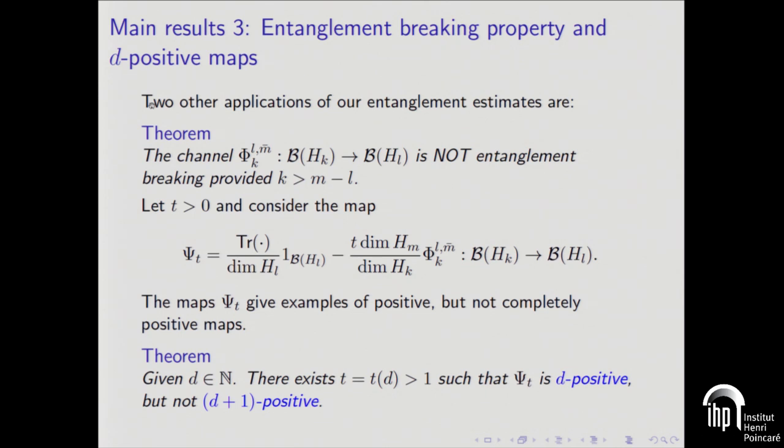So let t be bigger than 0. And what I want to do is consider a map psi_t, which goes from H_K to H_L, just like I had in this channel phi. I take the completely depolarizing channel from H_K into H_L, and I subtract some t times some dimension ratio times my channel. And what you can show, again using the idea of this planar yoga and passing to Choi maps and looking at positivity properties of Choi maps by drawing these pictures, is that given a d, let's say not too large relative to n, just like we had in the previous theorem, I can find a t, which depends on d, which is bigger than 1, such that this difference here is a d-positive map, but not (d+1)-positive.